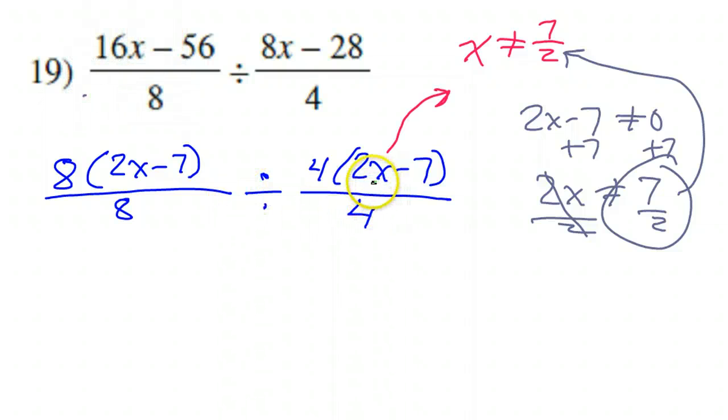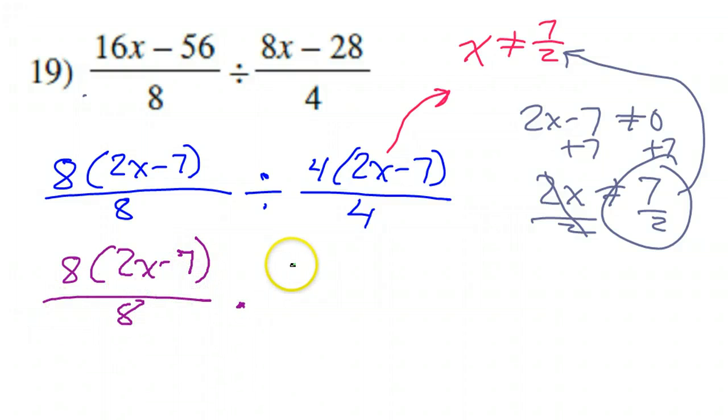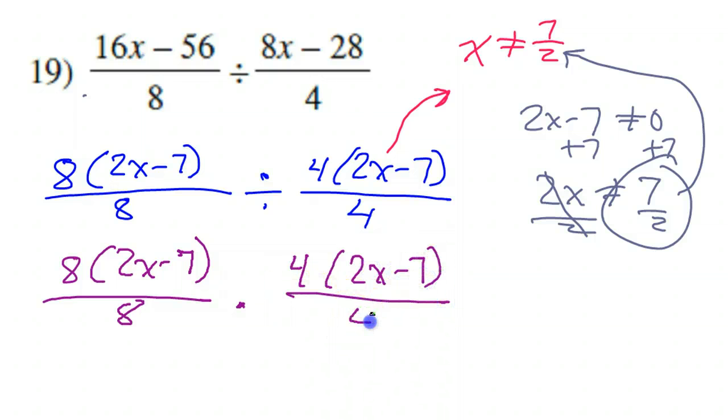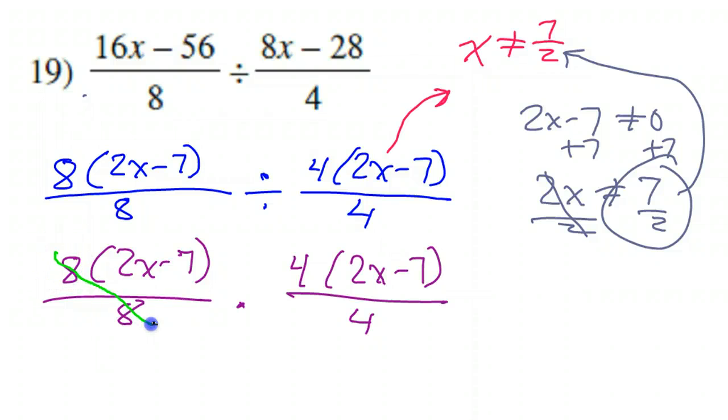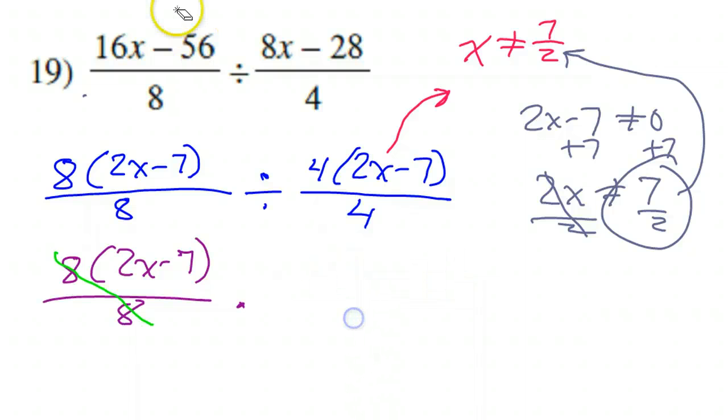Multiply by the reciprocal. So that's going to be 8 times 2x minus 7 over 8, then times 4 over 2x minus 7 over 4. The 8's are going to cancel out, and the 4's are going to cancel out. Wait, I didn't do the reciprocal. Wow. Just wow.